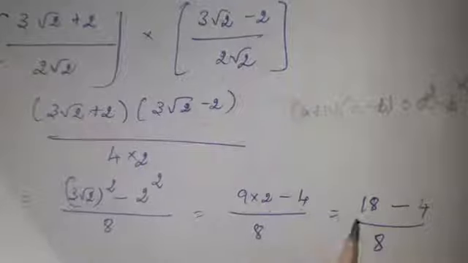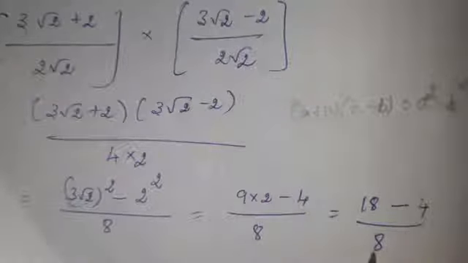9 2s are 18 minus 4 divided by 8. 18 minus 4 is 14 divided by 8. We will cancel in the 2 table: 14 is 7 times, 8 is 4 times. So our answer is 7 by 4.